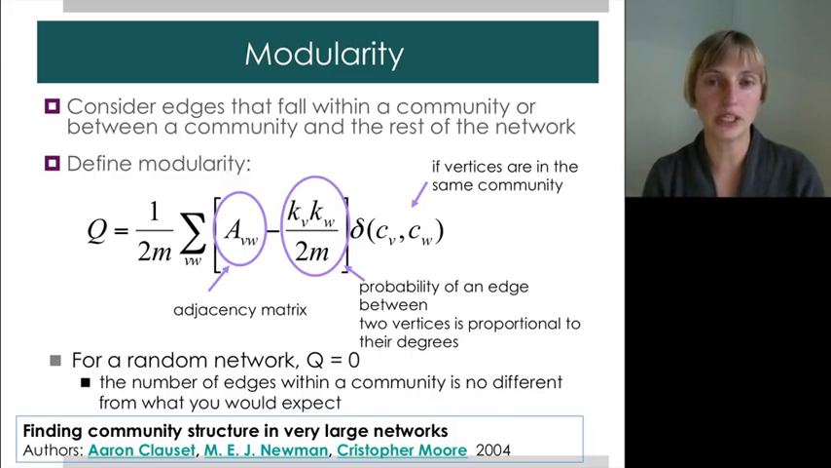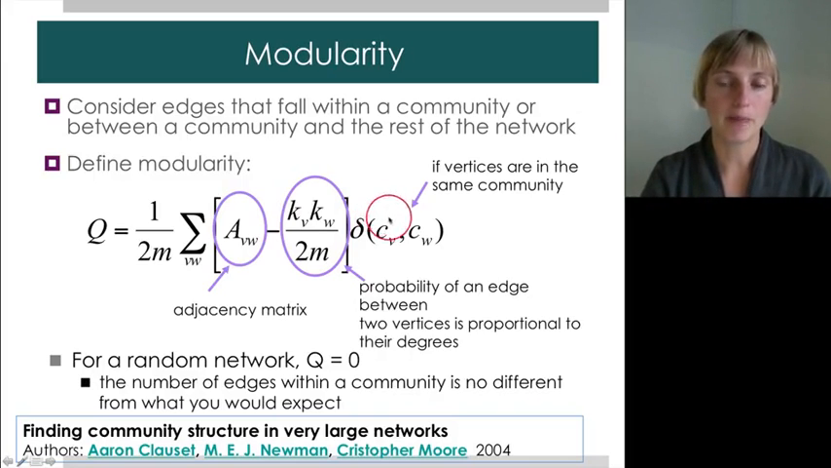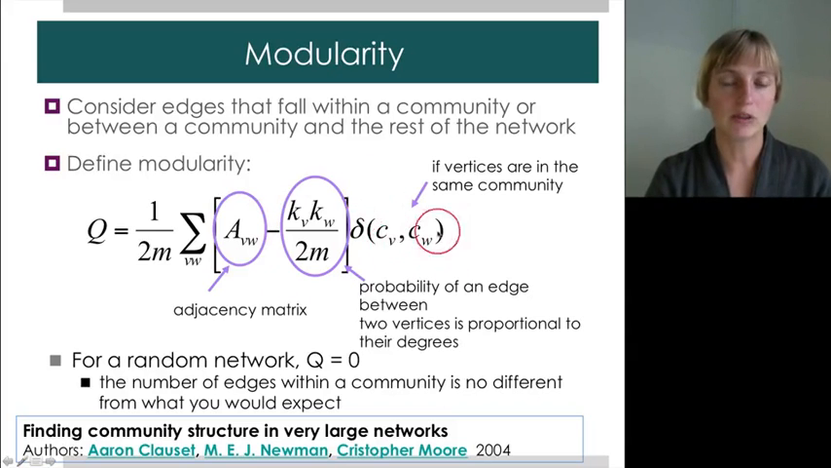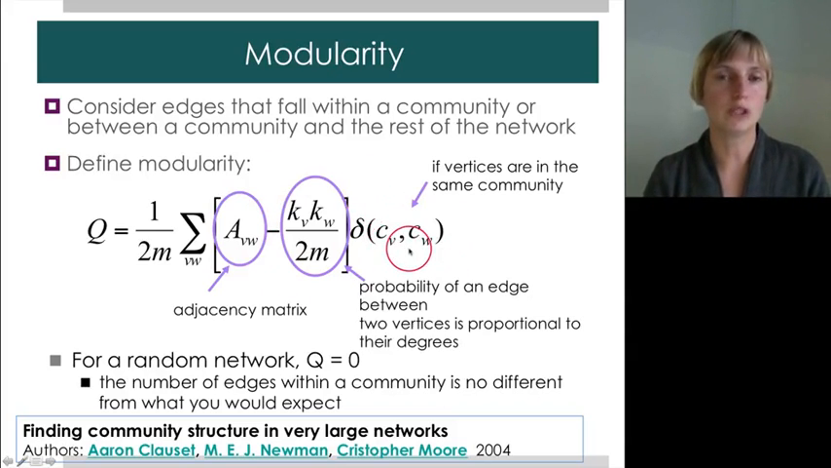So what we do is for each node, we assign a community C. Vertex V is in community C sub V, and vertex W is in community C sub W. And this is just a delta function. It's going to be 1 if W and V are in the same community, and 0 if they're not. So this function sums just over the nodes which are assigned into the same community. And really this is algorithm agnostic, so you could be doing the betweenness clustering, you could be doing hierarchical clustering. It doesn't really matter. You can always calculate the modularity.